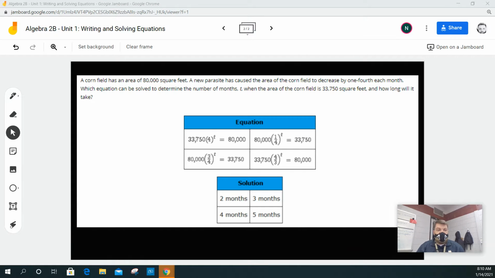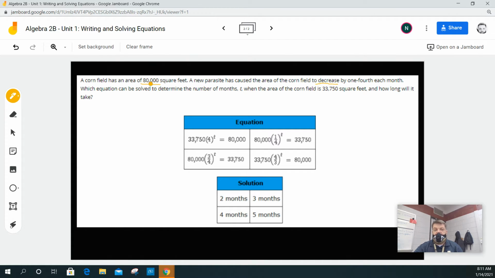So in this example, it says the cornfield has an area of 80,000 square feet. That is probably an initial condition or a final condition. I have to read the rest to think about it, okay? So then it says a new parasite has caused the area of the cornfield to be decreased.